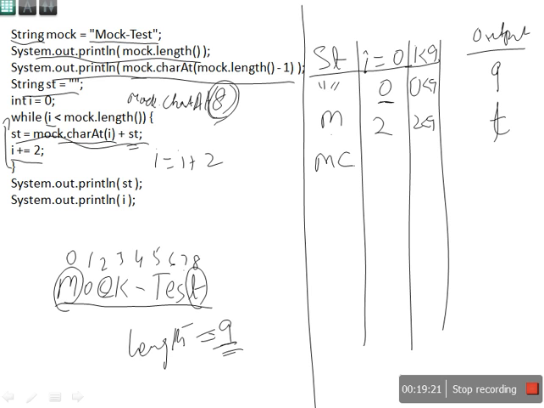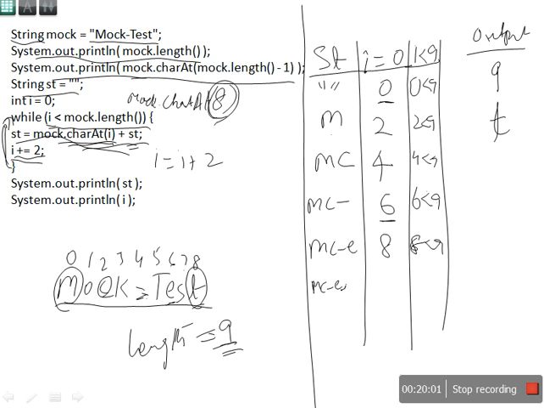Then i becomes 4 because of plus 2. Again check the condition, 4 is less than 9, repeat the loop, and add the character at 4. i is 4, and the character at 4 is hyphen. So it is MC-. i becomes 6 now. 6 is less than 9, true. Then add the character at 6, which is E. Now MC-E. Then i becomes 8. 8 is less than 9, true. Then add the character at 8, T. Now it is MC-ET.